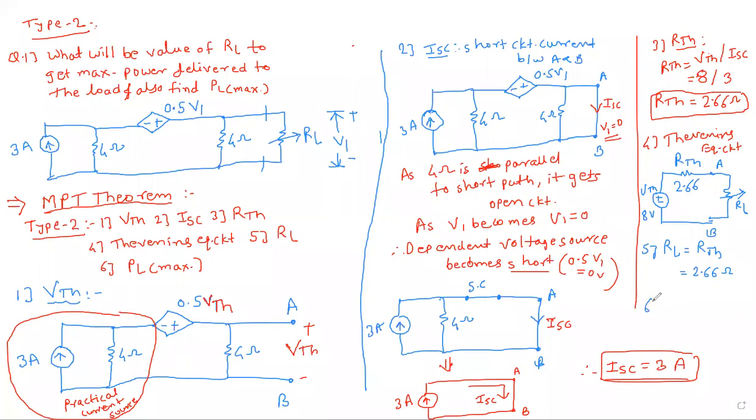Okay, and the sixth one, calculate PL max. PL max is VTH square divided by 4 into RL. Calculate and tell me the PL max. You can cross check. I will tell the answer. 6.01 watt. Yes. So the last answer will be PL max equal to 6.01 watt. Check if you get it. Yes, sir.